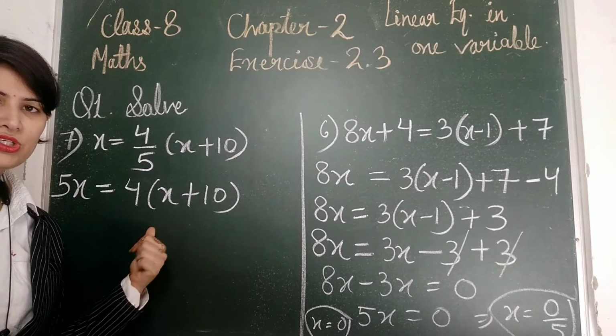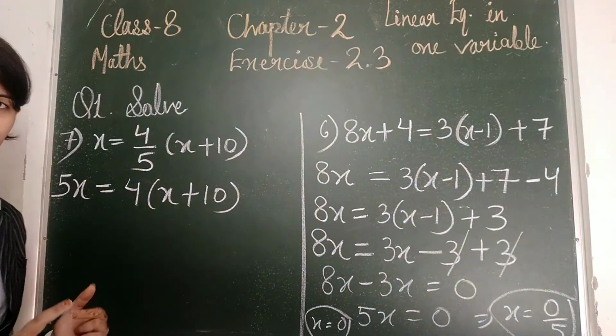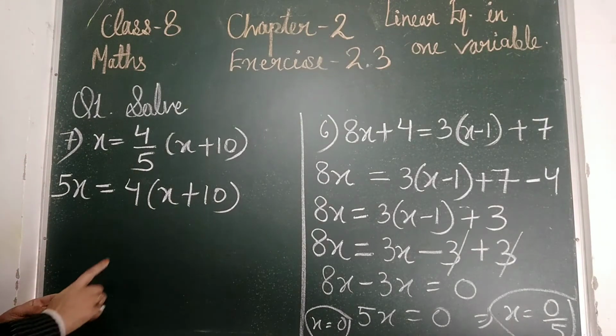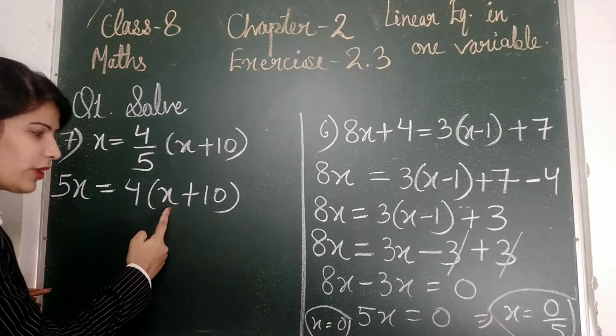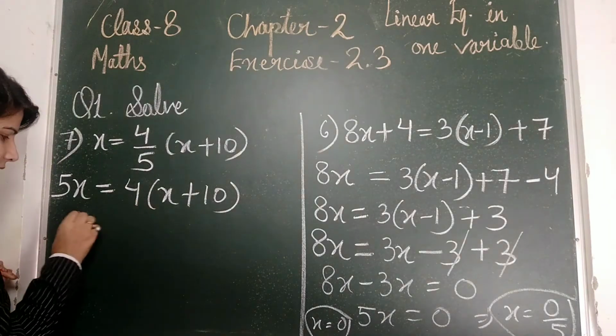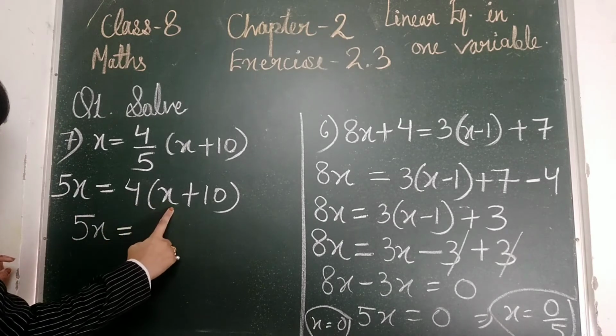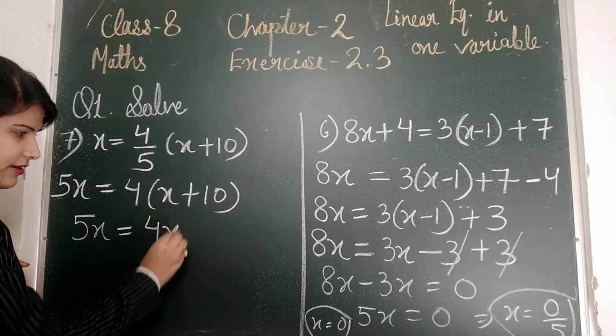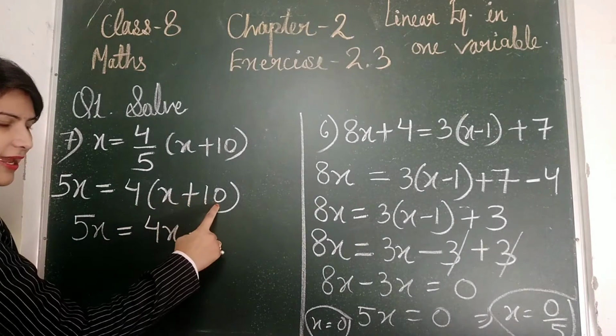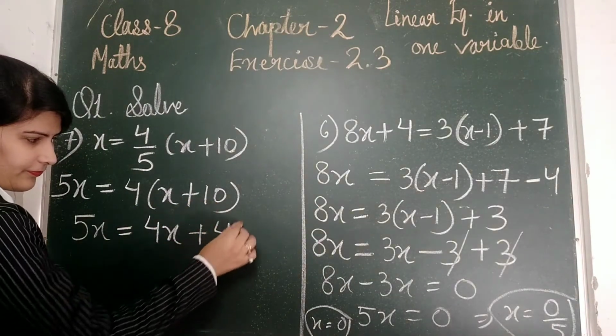Open the bracket and solve this digit first. Multiply, you know the bracket multiplication. 4 into x, open the bracket. Here 5x as it is equals 4 into x is 4x plus 4 into 10 is 40.